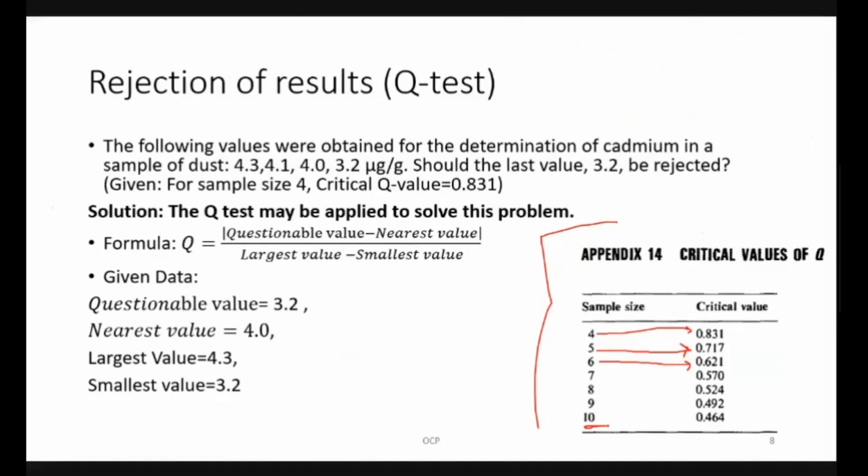The Q test may be applied to solve this problem. The formula for calculating Q is the mod of the questionable value minus the nearest value, divided by the largest value of the set minus the smallest value of the set. Now before I proceed, I want you to write down this formula. I will give you 30 seconds for it. Hurry up. Okay, I assume that you have written it. So the questionable value is 3.2, the nearest value is 4.0, the largest value is 4.3, the smallest value is 3.2.